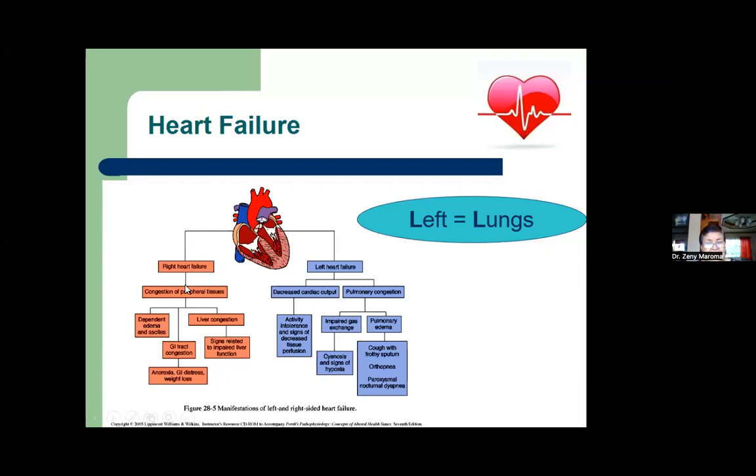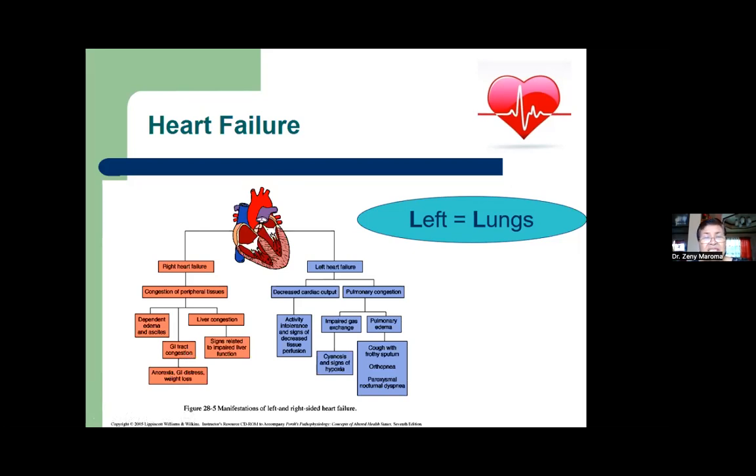Okay? So, again, using this diagram, pag may right side failure, there will be congestion in the peripheral tissue. Kaya magkaroon nga siya ng leg edema. Ayun, no? Dependent edema and ascites. Ascites, accumulation of fluids in the abdomen. There is liver congestion. There is hepatomegaly. And signs of impaired liver function. Ang ebidensya, tataas yung SGPT, SGOT. Serum glutamic pyruvic transaminase and serum glutamic oxaloacetic transaminase. Ayun. GI congestion. So there will be anorexia, GI distress.